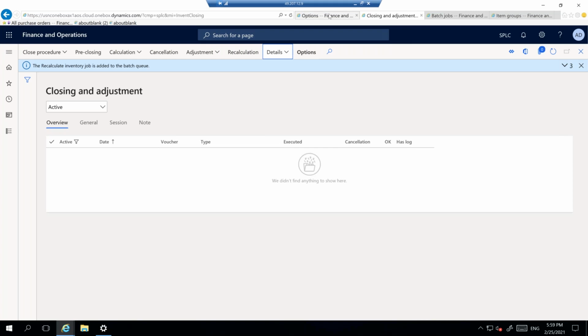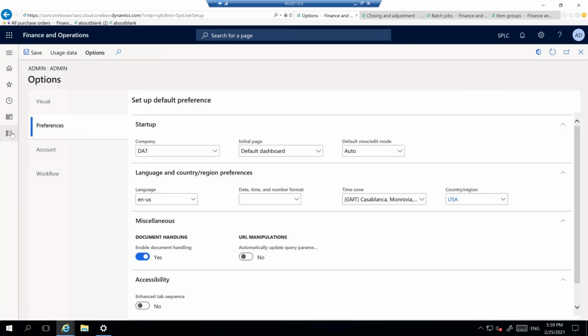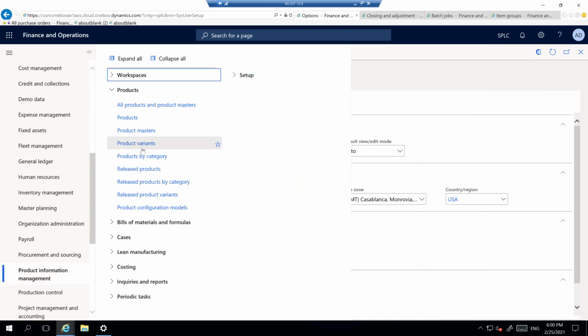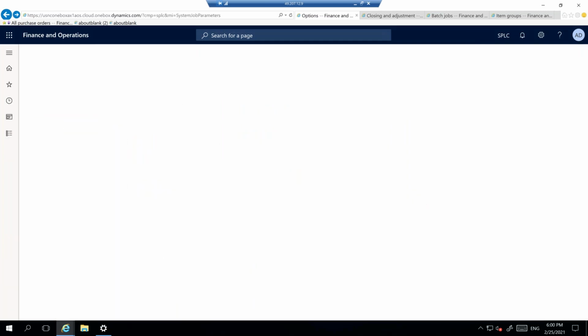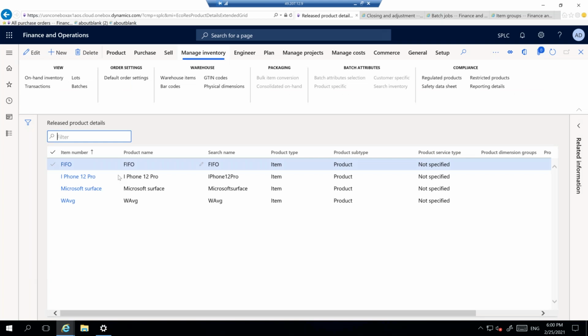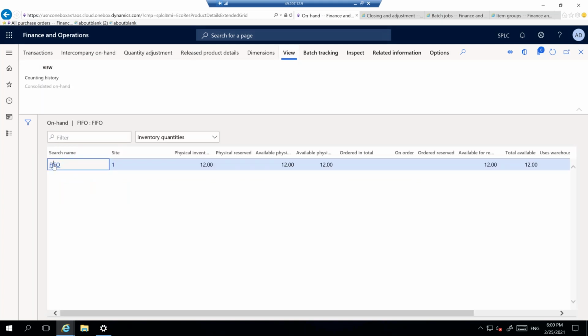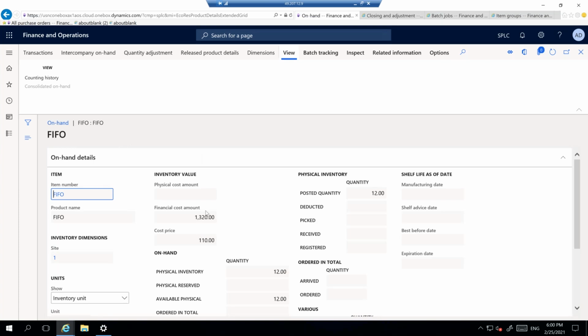Now, once it is updated, you can go to product information management, released products. For the FIFO item, for this on hand inventory, it will update that 80 amount here in the search value. It will update the value 1400, and 1400 divided by 12, whatever the price is there, that cost price will be updated.